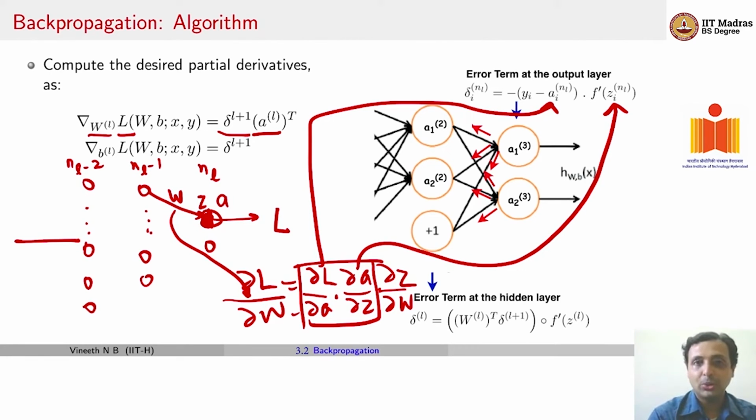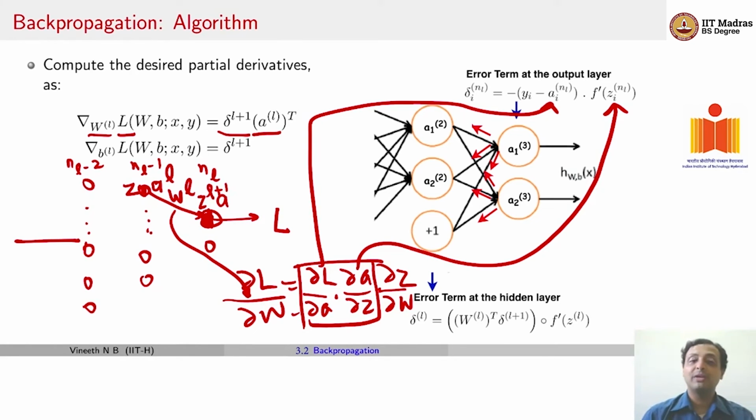But we know now that dou Z by dou W is nothing but the activation in the previous layer. So let's probably write it this way. The activation is right here. The previous layer Z would be here, and activation is applied, and A is what would come here. Remember, W^L will go from A^L to Z^{L+1}.